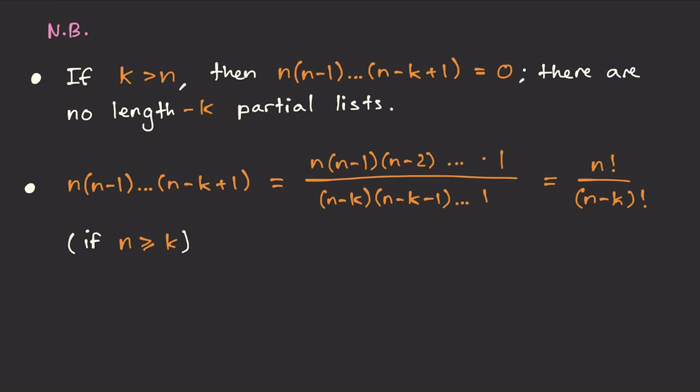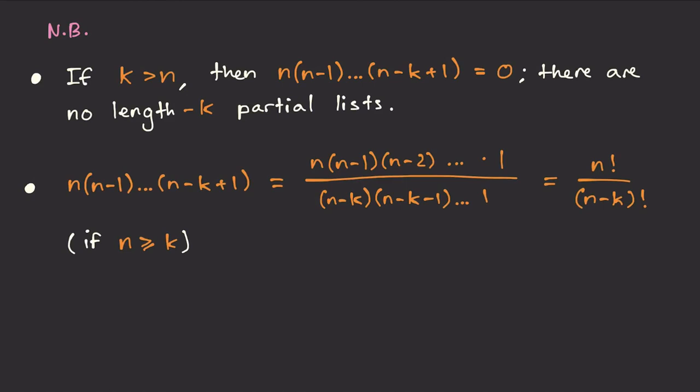The second thing is that there's a nice way to write this formula that doesn't involve dot dot dots. We can observe that the product of n down to n minus k plus 1 is the same as the product of n down to 1 divided by the product of n minus k down to 1. The denominator will cancel with all the stuff in the numerator that we don't want. And we can rewrite this in terms of factorials. The top of the fraction is n factorial and the bottom is n minus k factorial. This is a nice compact way to write this formula.